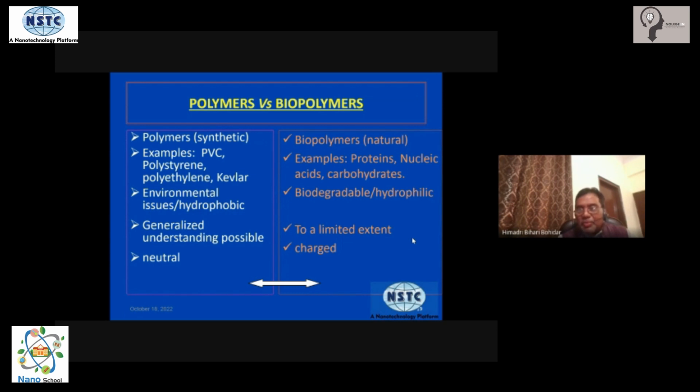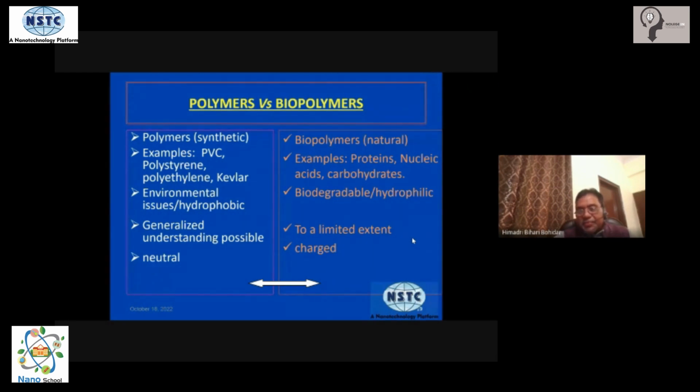Compared to that, biopolymers are all natural polymers: protein, nucleic acid, carbohydrates, etc. All biodegradable, water soluble. And they are all charged molecules. They carry a surface charge.